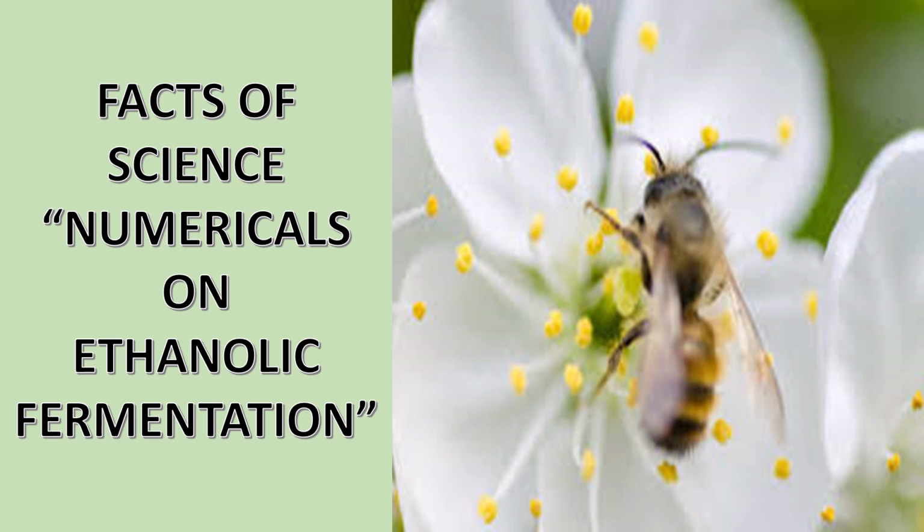If there is scarcity of oxygen, then glucose is converted into ethanol and carbon dioxide. This is known as ethanolic fermentation. In this video, I will tell you how to calculate numericals related to ethanolic fermentation.